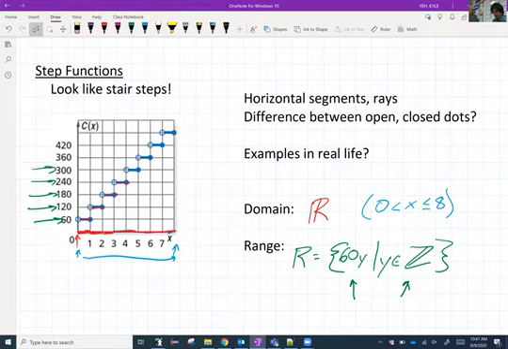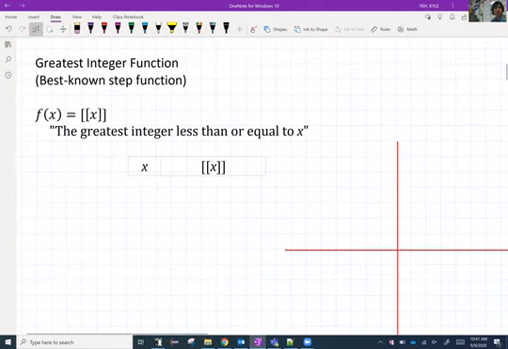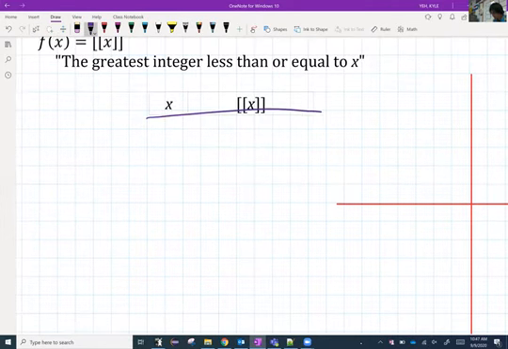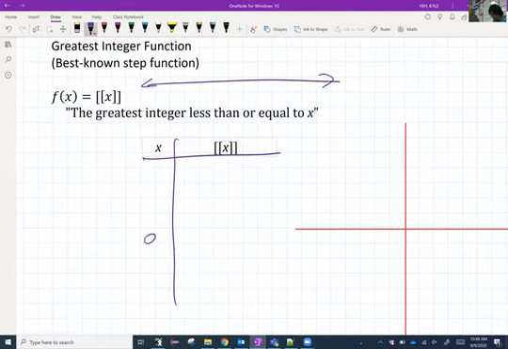Okay? So let's look at the best known, most well-known step function, and that's called the greatest integer function. You will see this on your practice problems. It has this double square bracket that's not a typo. That means it's the step function, the greatest integer function. And what this is, is the greatest integer that is less than or equal to x. So for example, I'm going to put a 0 there. And I'm going to draw a number line up here because I like looking at number lines with these.